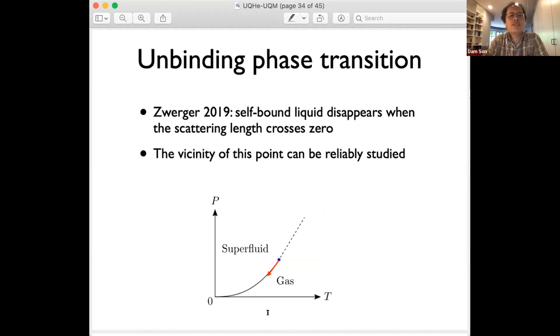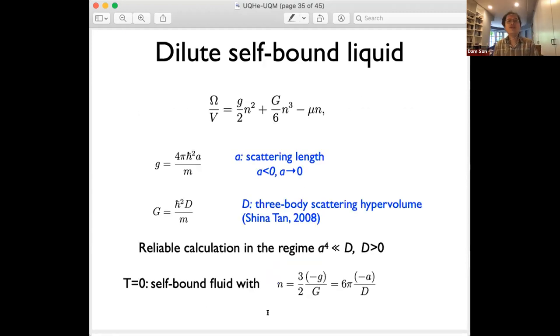So how can we see that? You can see that by thinking about the energy of a system of particles with number density n. Here n is how many particles are in a unit volume. The free energy of such a system can be expanded in powers of n. There is an n squared term due to the pairwise interaction between the particles, an n cubed term due to the three-body interaction, and there is this mu n term, transforming from energy to free energy at zero temperature.